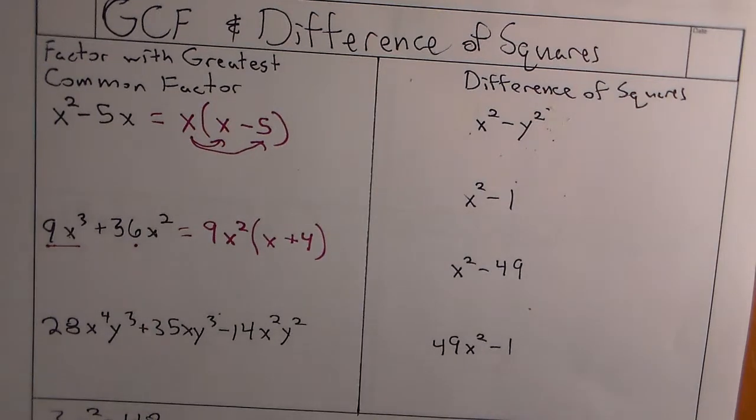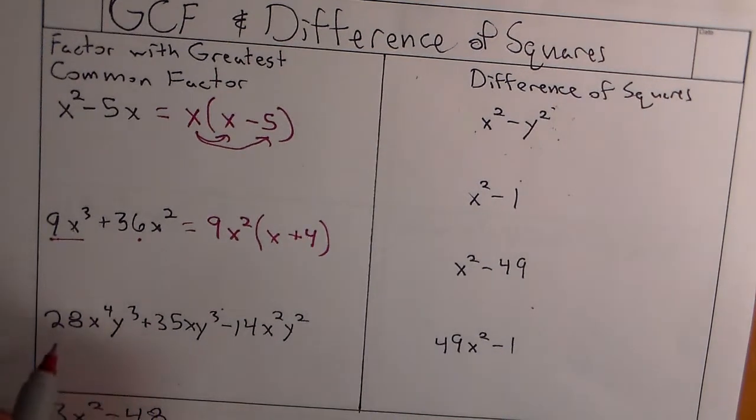Now when we have three terms, we have to make sure all three of them have it in common. So they all have a 7: 28, 35, and 14. They all have at least one x: x to the fourth, x, and x squared. And they all have at least two y's. So the greatest common factor is 7xy squared.